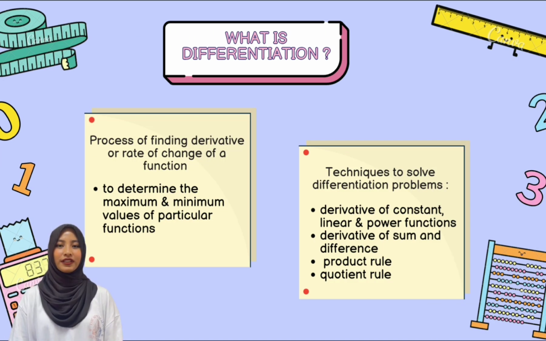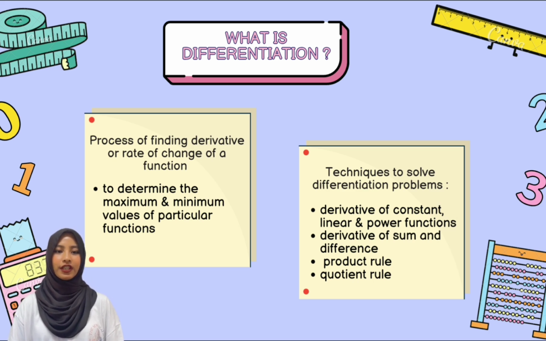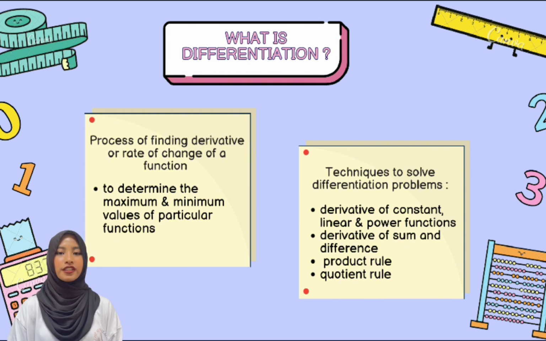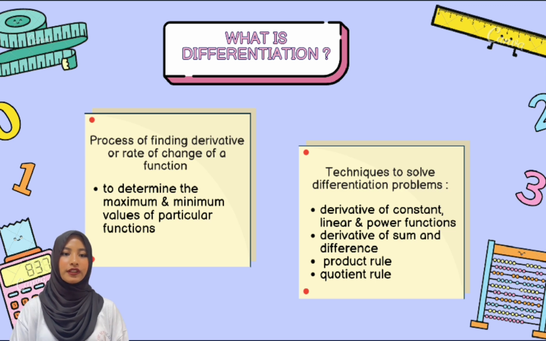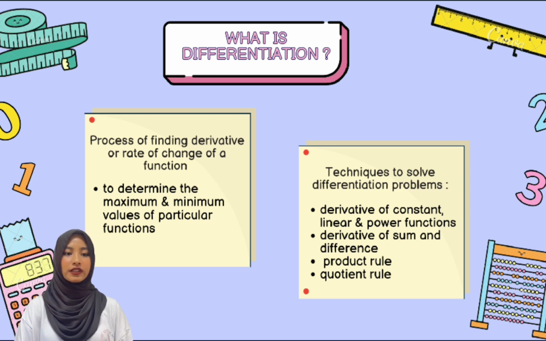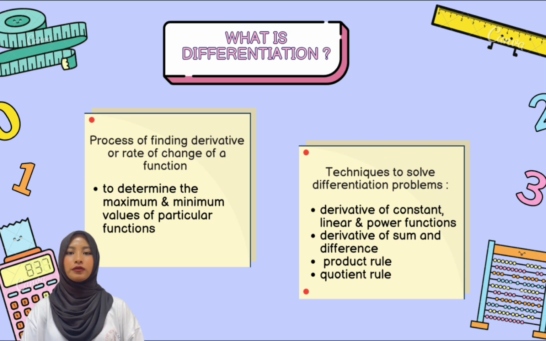What is differentiation? Differentiation is a process of finding the derivative or the rate of change of a function to determine the maximum and minimum value of a particular function. There are a few techniques to solve differentiation problems, for example, derivative of constant, linear and power functions, derivative of sum and difference, product rule, and quotient rule.